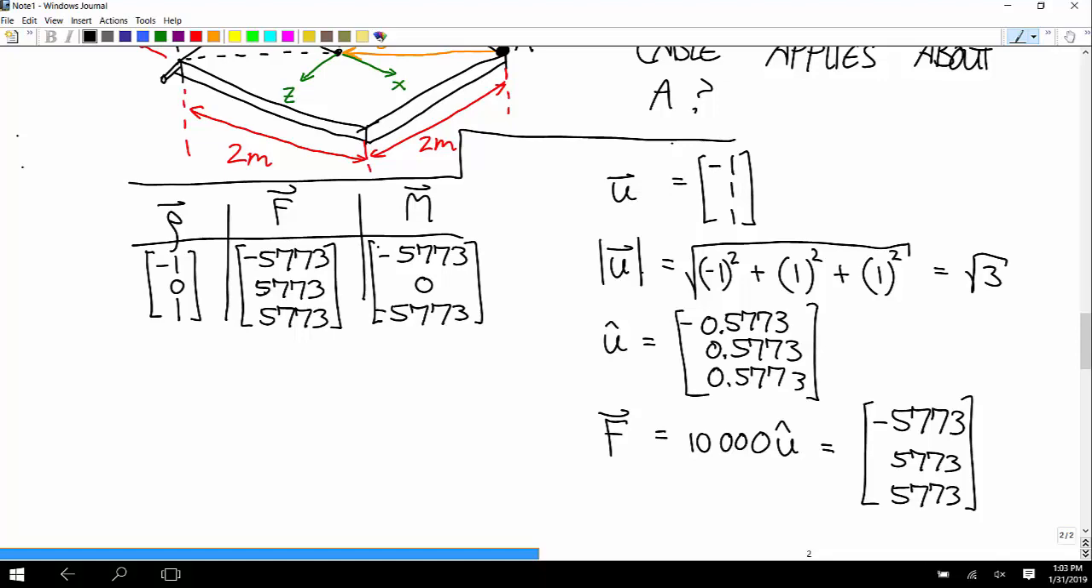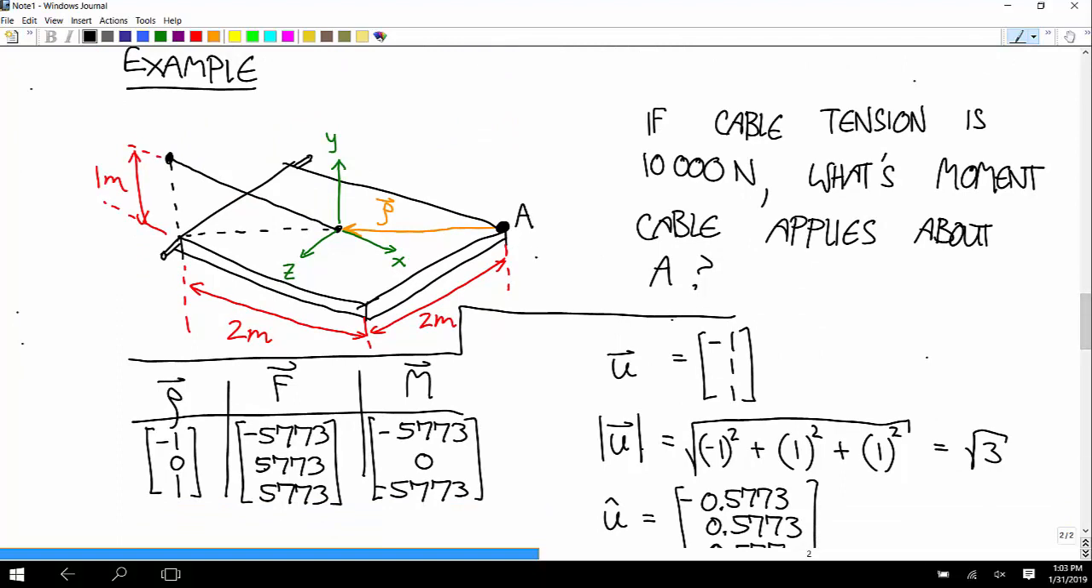And what that says is if this object was free to rotate about that point A, like a ball and socket joint, and you applied a force in the direction of that cable with a magnitude of 10,000, the axis of rotation would have one component in the negative x direction, one component in the negative z direction, and no component in the y direction. Again, it tells you the axis of rotation according to the right-hand rule. Any questions about that problem?